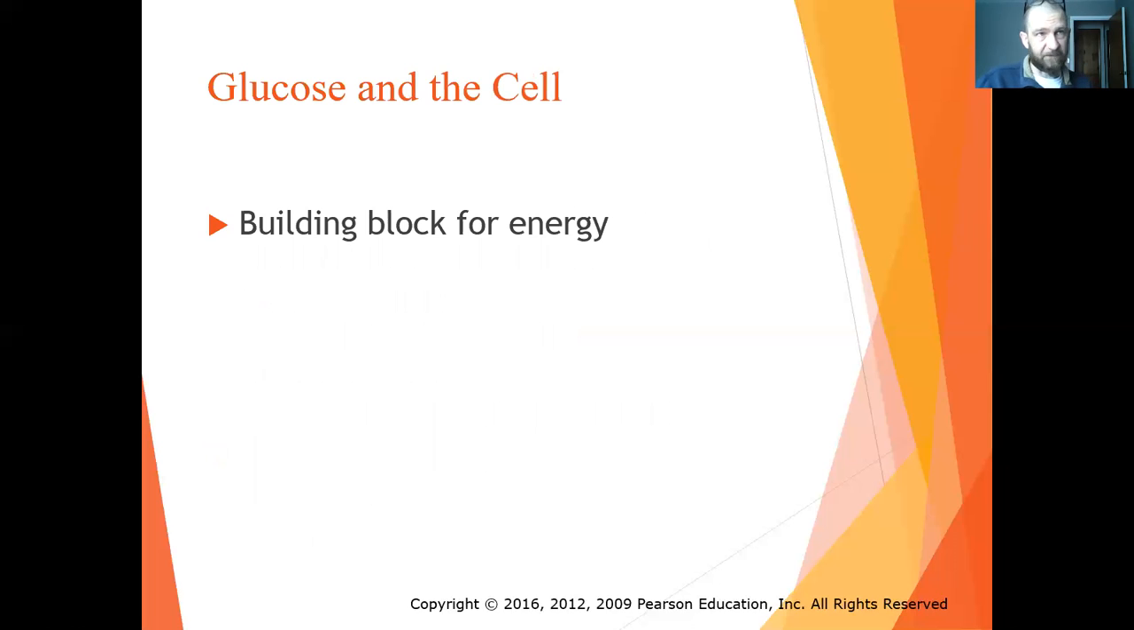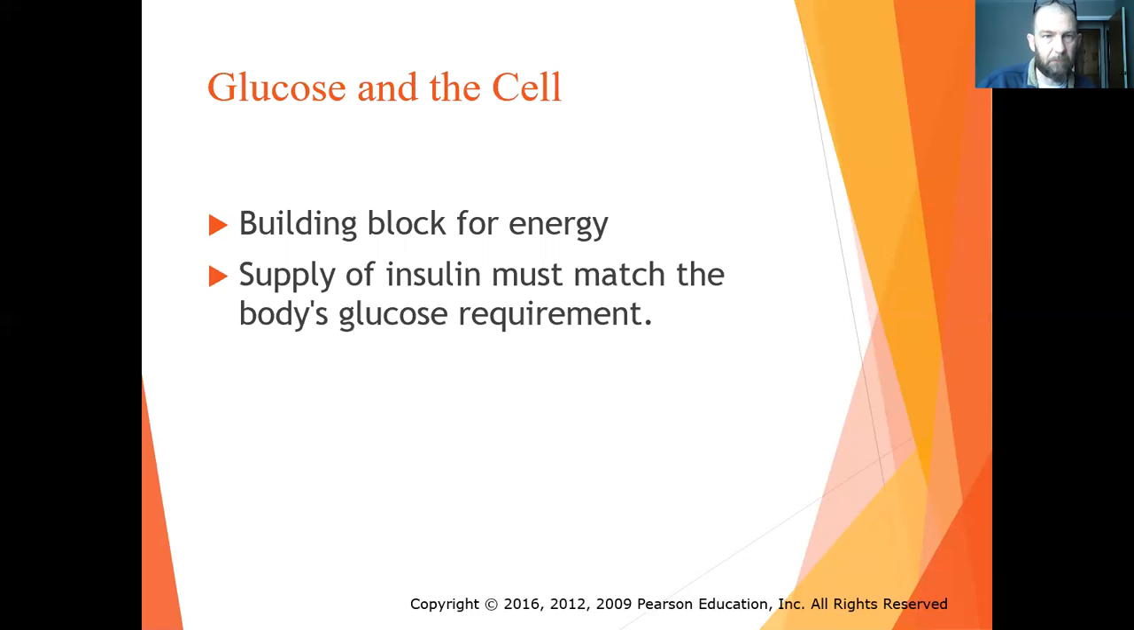Glucose, it's a building block for energy. Every cell needs it. Without it, they can't make energy. And then soon enough, their functions are impaired. They can't do their jobs well, and then they die. So obviously, we need the right amount of glucose in the cells.